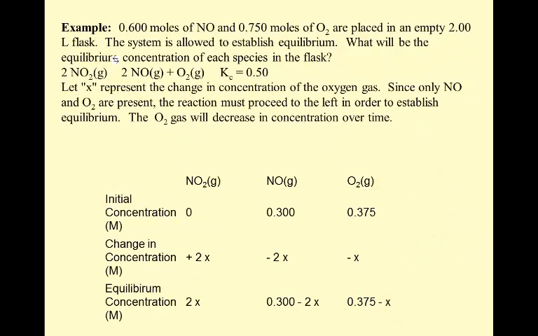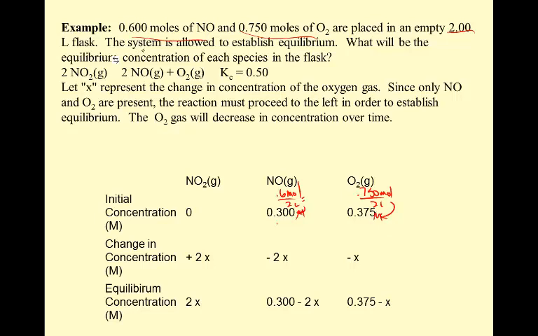Hey look, it's another problem. This time we have 0.6 moles of NO, 0.75 moles of O2, and we have a 2-liter flask. So we need molarity. 0.6 moles of NO divided by 2 liters equals 0.3 molar. And 0.75 moles divided by 2 liters equals 0.375 molar.